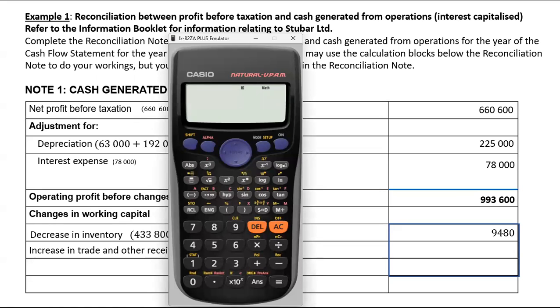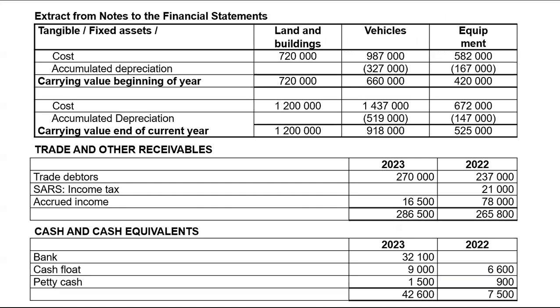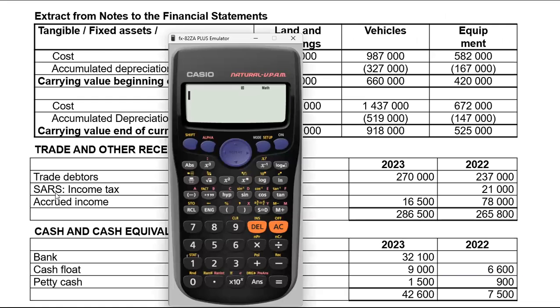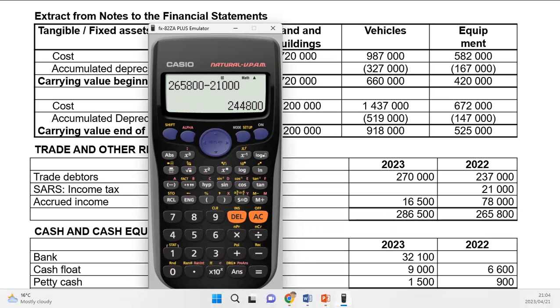You need to check what trade and other receivables for the previous year was. Trade and other receivables for the previous year was 265,800. But that 265,800 included sales income tax. So I have to exclude sales income tax. I will simply take that 265,800 minus 21,000. And for 2022, my total trade and other receivables will be 244,000. Do you now understand why I got the 244,000? Great.